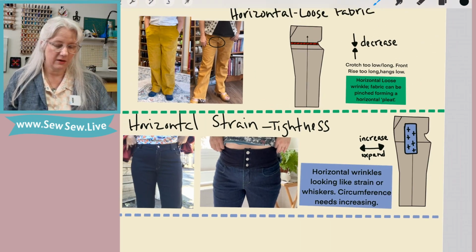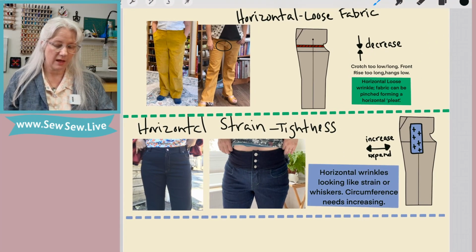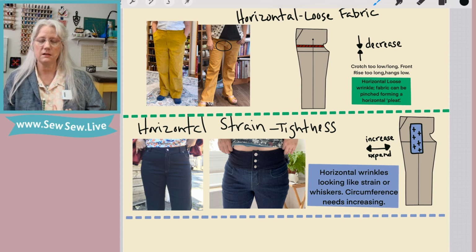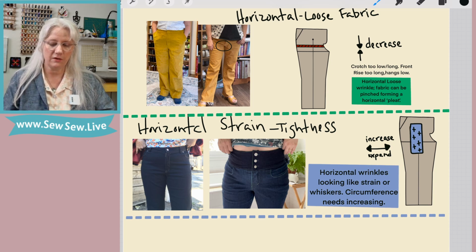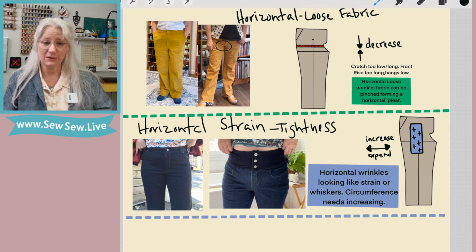All right, and then when you see horizontal lines that are more like whiskers, it's because it's tight. It's not a loose type of horizontal line. That means there's not enough circumference. So it's sort of the opposite. It's the opposite direction from the one above it here, and you would need to add circumference here.